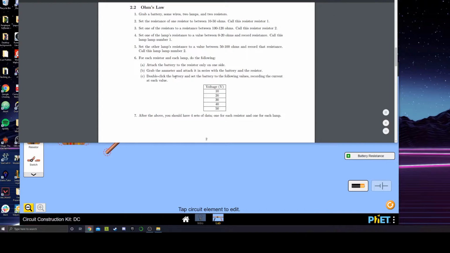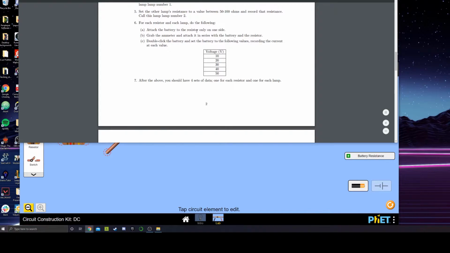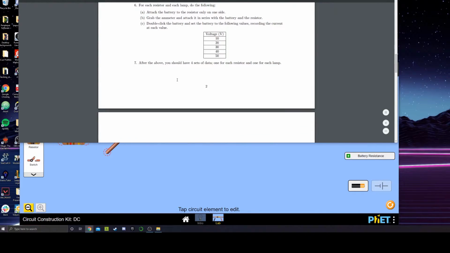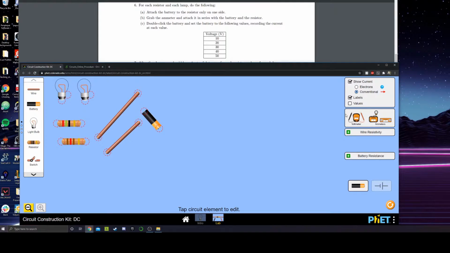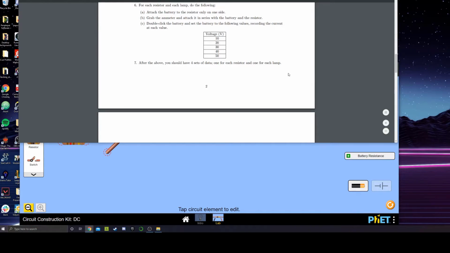Okay, so now we are told to do the following for each resistor and each lamp. Attach the battery to it, grab an ammeter, put it in series with that, and then double-click the battery to adjust the voltage to each of these 5 values here, and then record the current at each of those junctures. So after the above, you should have 4 sets of data, 1 for each resistor and 1 for each lamp.